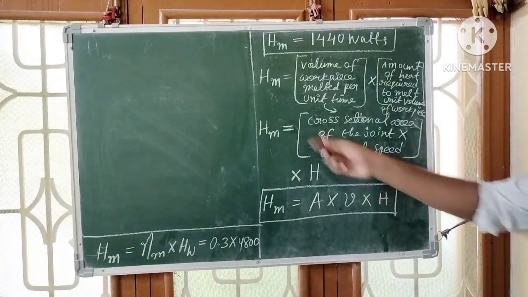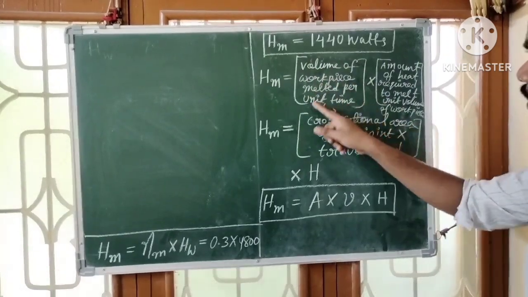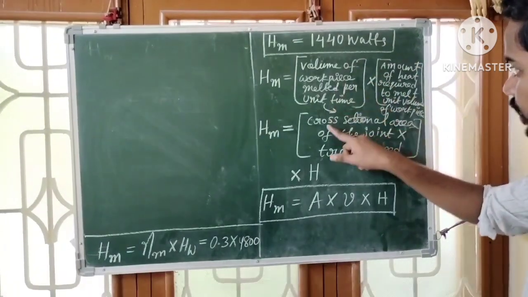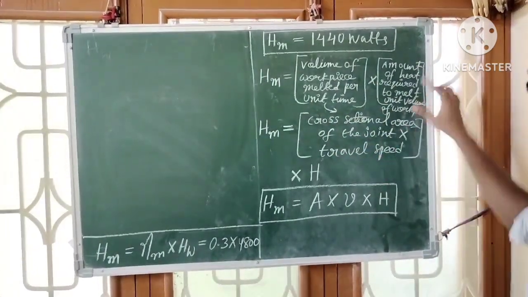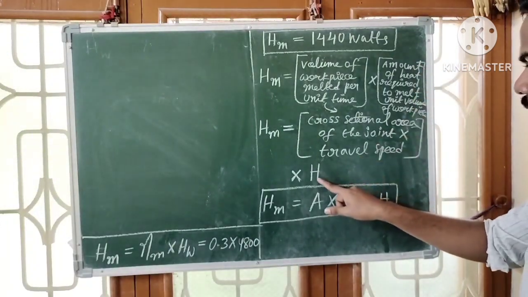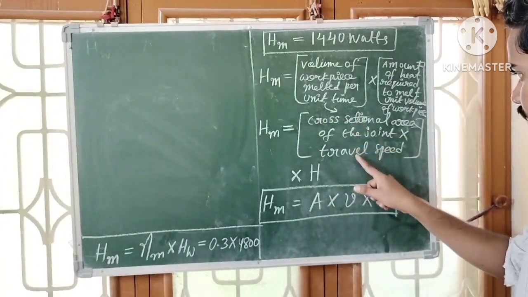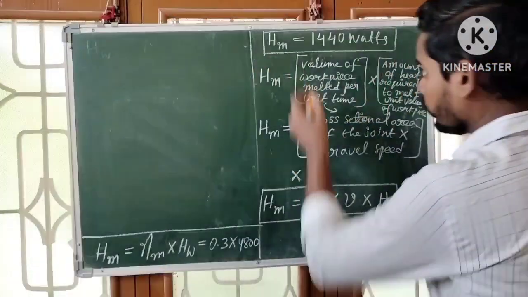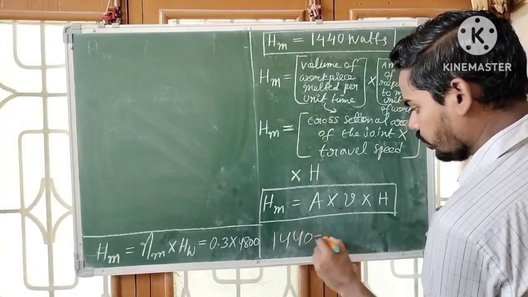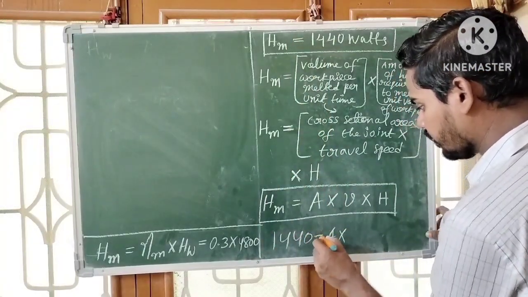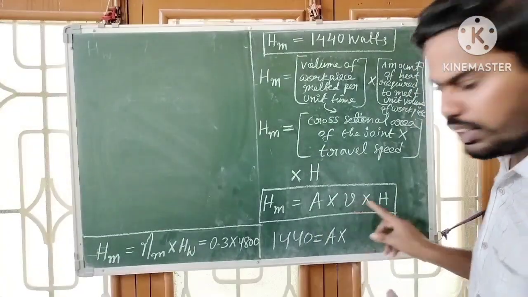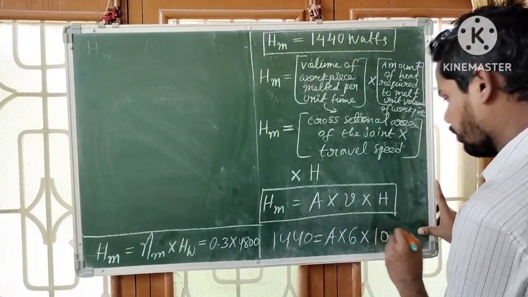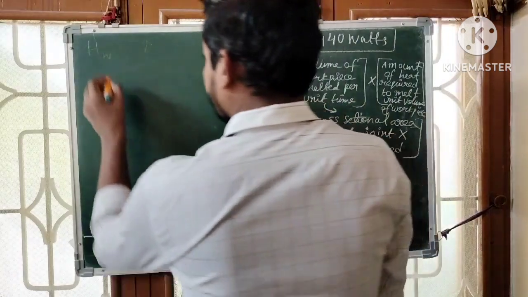Okay, now workpiece. So first of all, HM is equal to volume of workpiece melted per unit time. So volume of workpiece melted per unit time again is equal to cross-sectional area of the joint into travel speed. The amount of heat required to melt a unit volume is capital H. So this is capital A and this is small v. So AVH. Now HM value how much? We already have HM 1440. Cross-section area we don't know. And travel speed. How much travel speed is given? So I think we given 6 mm per second. 6 into H. H is 10 joules per mm cube. So 6 tens are 60.